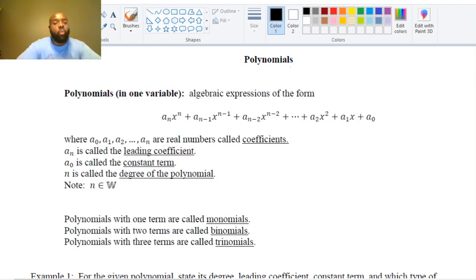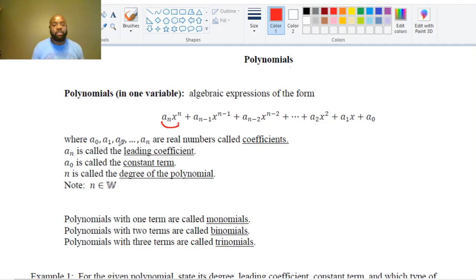Polynomials in one variable are algebraic expressions of the form a sub n times x to the n plus a sub n minus 1 times x to the n minus 1 plus a sub n minus 2 times x to the n minus 2, all the way down until we get to plus a sub 2 x squared plus a sub 1 times x plus a sub 0. Basically we have a bunch of terms. Each of these individual pieces that are separated by a plus sign are called terms, and all of the terms are of this form: some number multiplied by a variable raised to an exponent.